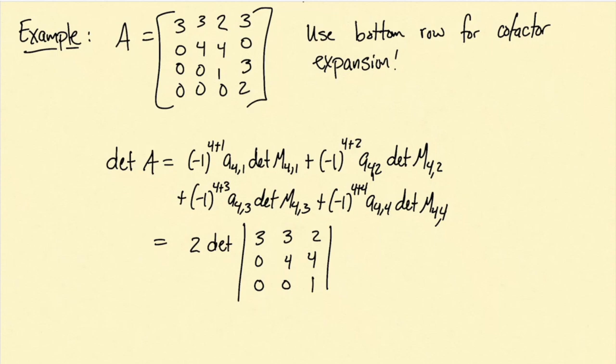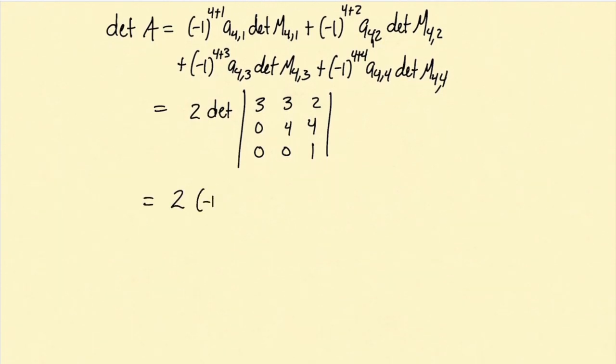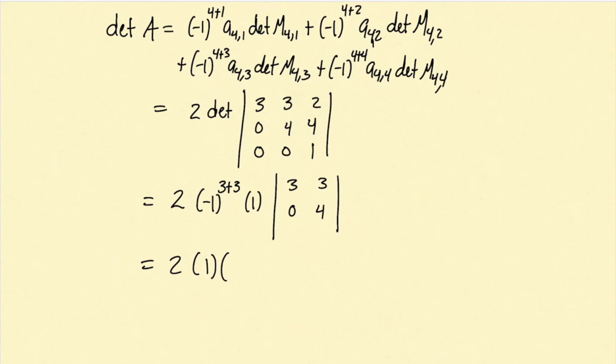Now, faced with the determinant of a 3 by 3 matrix, we make the same observation. If we choose to do our cofactor expansion using the bottom row, then we only have to compute the cofactor corresponding to the bottom right-hand entry. And now that we've reduced this to a 2 by 2 matrix, we can see that the determinant is going to be 2 multiplied by 3 multiplied by 4.